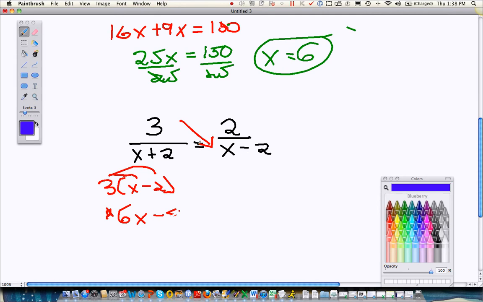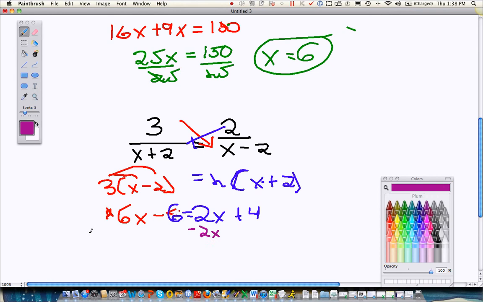Multiplying the other way across, I'm going to get 2 times x plus 2, or if we do our sharing, 2x plus 4. Let me write that 6 so you can see it. Okay, then we're going to solve this just like we've been working on for the entire term. We're going to get all of our letters on one side. 6x minus 2x is 4x.